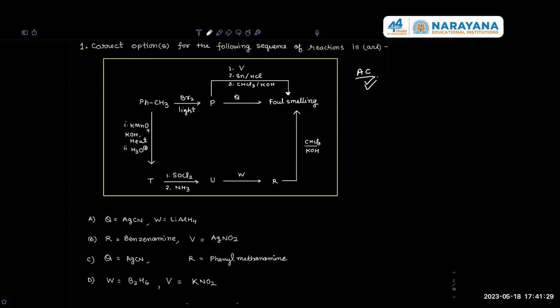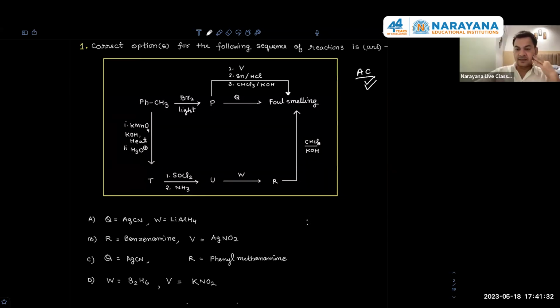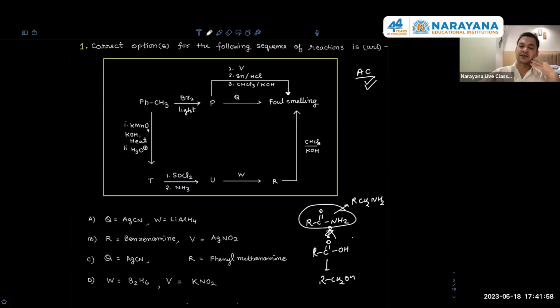B2H6 can reduce what groups? B2H6 can reduce RCONH2 as well as RCOOH. RCOOH it reduces into RCH2OH, and the amide it will reduce to RCH2NH2. B2H6 or BH3, you can use any one. They reduce amide to amine and carboxylic acid to alcohol. You must know this. This is a very important reagent actually, B2H6 or BH3.